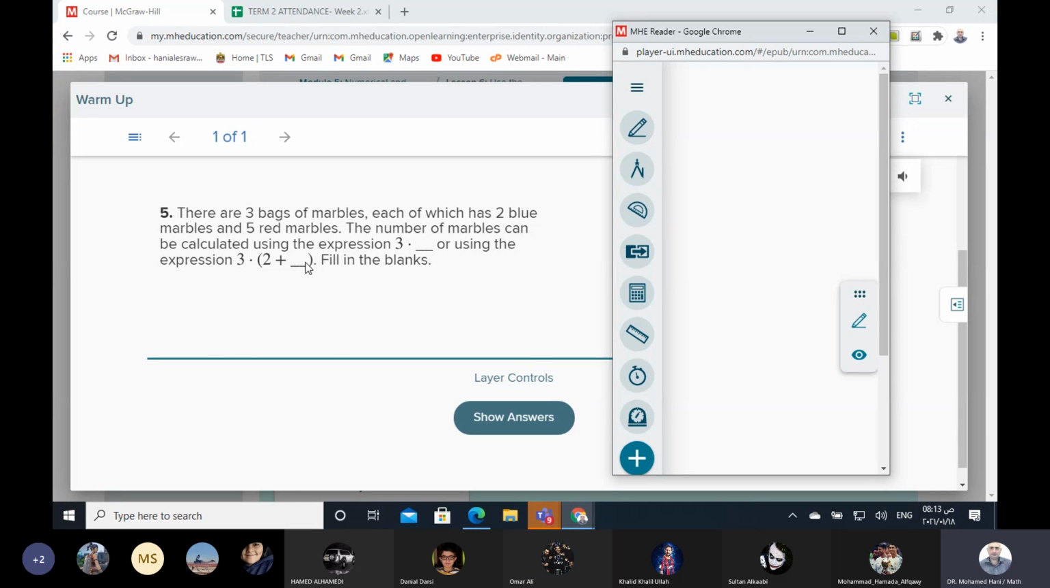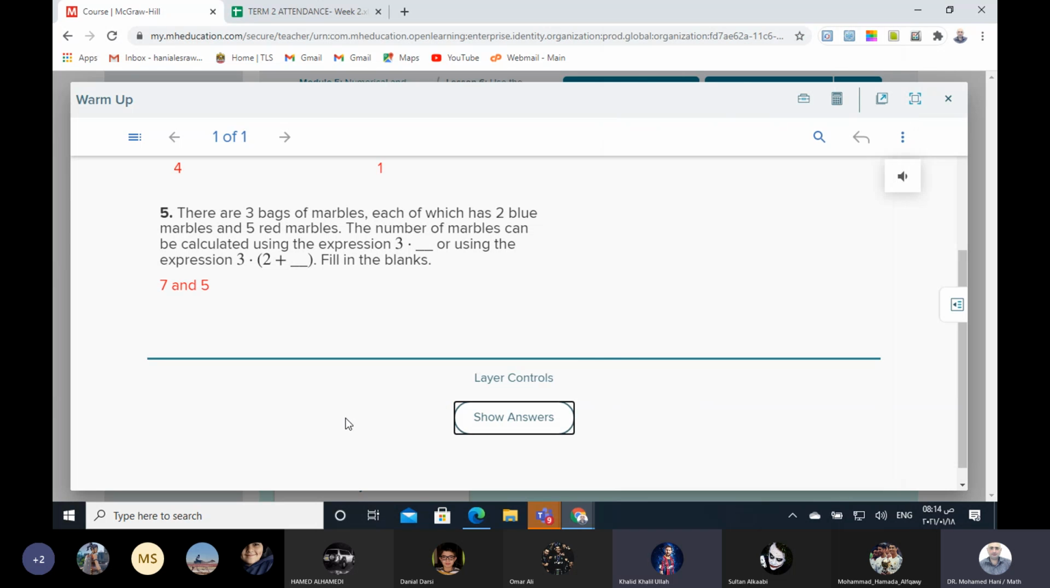Okay, what is the missing value here? Who knows? We don't know? Okay. As you see here, we have 2 blue plus 5 red. So 2 plus 5 will be 7. So the answer will be 7 and 5.